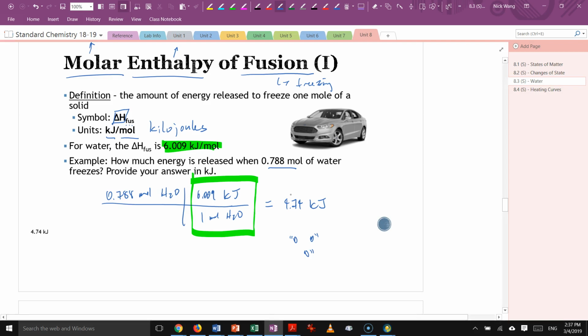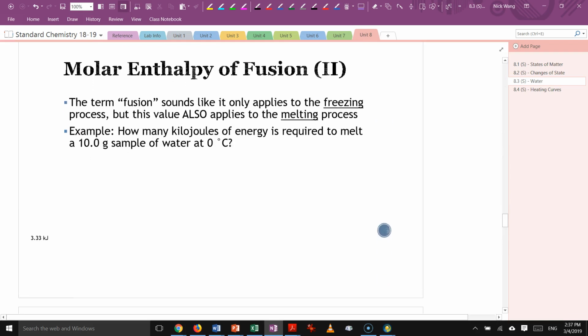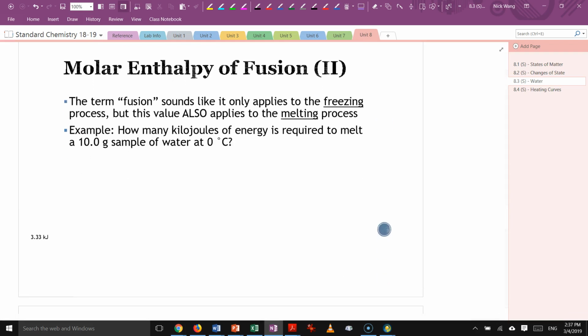And this is the amount of energy it takes to freeze that 0.788 moles of water. Let's try this again. But in this case, this language of fusion is also potentially confusing, and to me anyway, a little bit obnoxious, but the word fusion sounds like it's only applying to the freezing process, but it actually applies to the melting process too, because what do we know about the freezing process? Well, it's basically the opposite of the melting process.